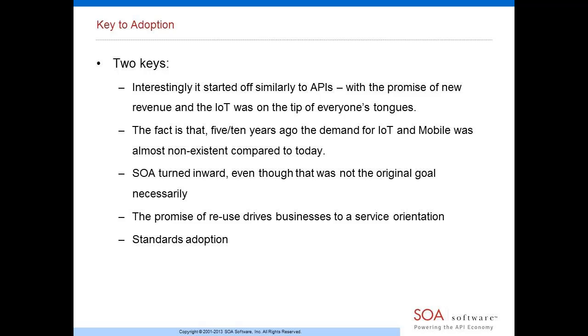But the fact of the matter is that 5 to 10 years ago, there really wasn't a lot of demand for external services, at least not in the same context as there is for APIs today. So I think the result of that was that SOA kind of turned inwards. The concept of service orientation turned inwards, even though that was not necessarily the initial goal. And the promise of making money became a promise of reuse.